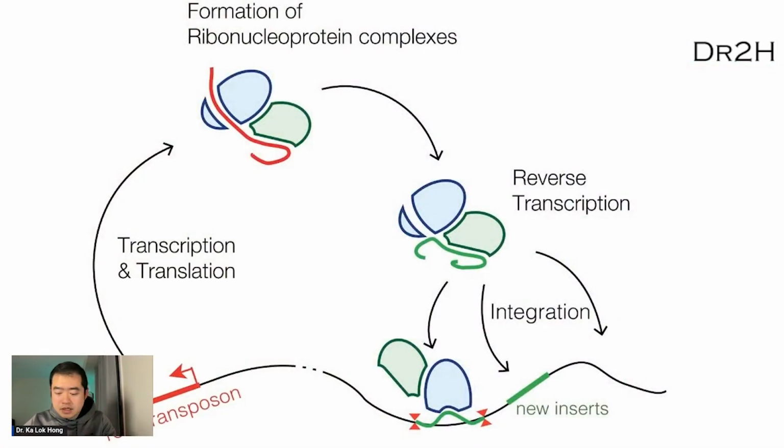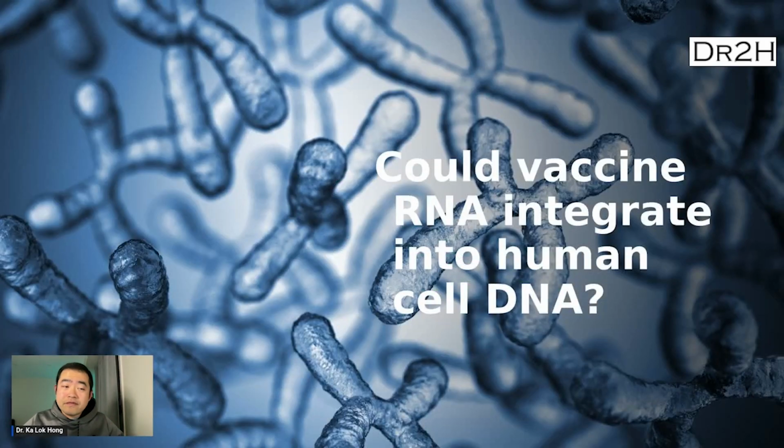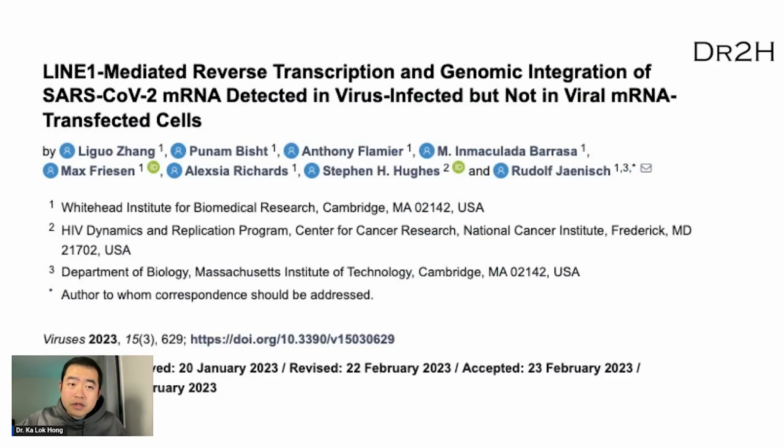Now, that brings us to the next question here. Could vaccine RNA or messenger RNA integrate into human cell DNA? I think a lot of people were asking that back in the time, so let's regroup a little bit and review the current information. The same group of researchers that did the study about the SARS-CoV-2 viral RNA integration into cell culture DNA did a follow-up study using a similar methodology.